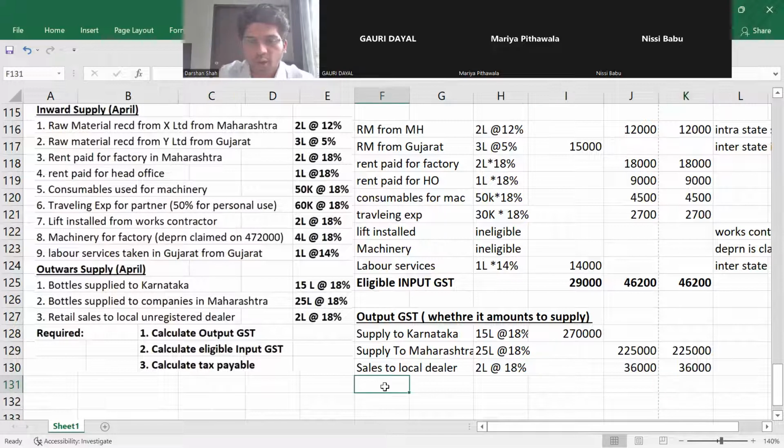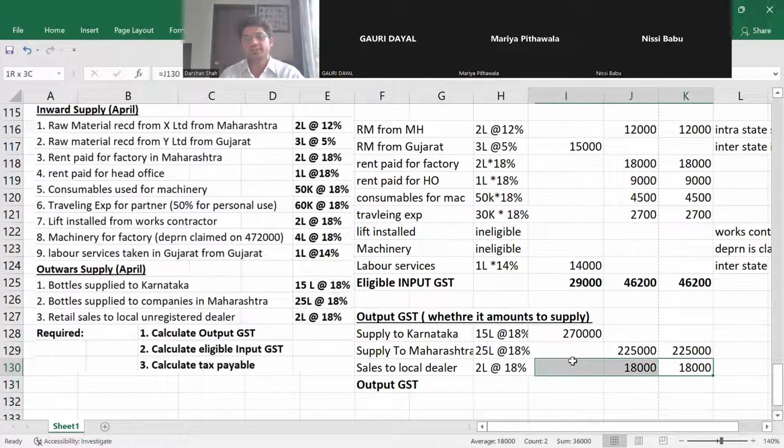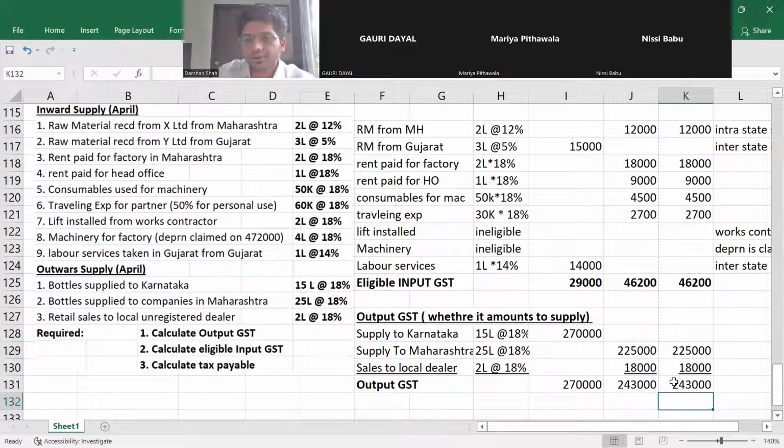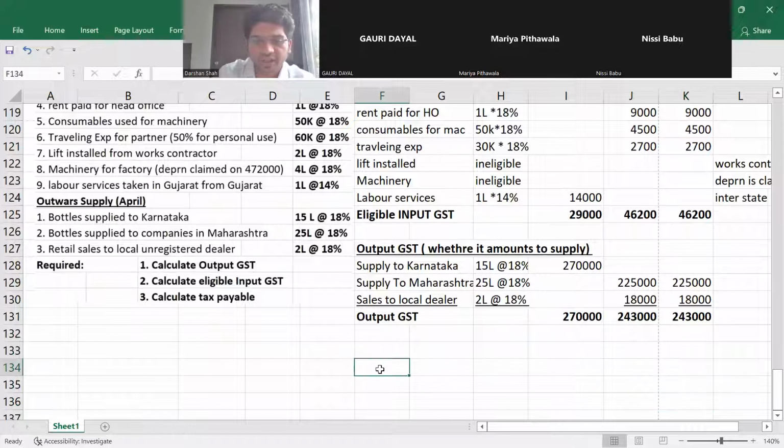Okay. My total output GST is 9,000, sorry, 18,000 and 18,000. Right. My total output GST will be 2,70,000. This will be 2,25,000 plus 18,000 and 18,000 in CGST and SGST. Right. So now I have got all three of them.